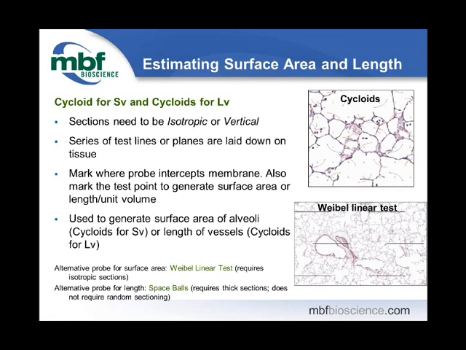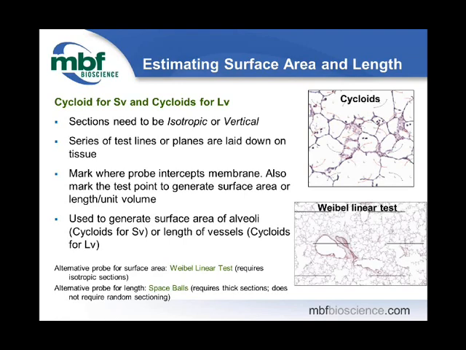If you think that your tissue is isotropic, or you arrange for the tissue to be isotropic, you can use straight lines instead of cycloids. And here's one example at the bottom, the Weibull linear test. Take-home message, we use a line to probe for a surface area, and we'll get an estimate of the total surface area of whatever you're looking at.